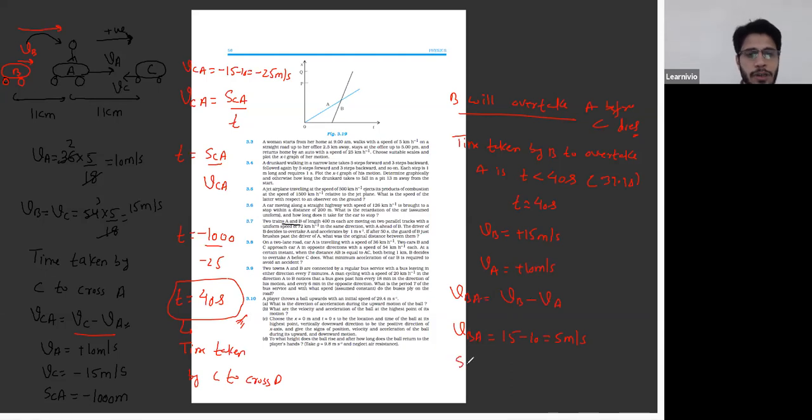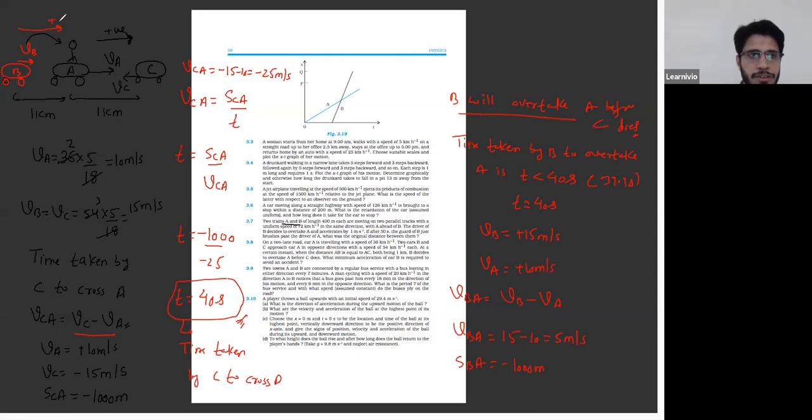Just like this, you can write SBA. So Noor, how much is displacement of B with respect to A? 1000 meters. Plus or minus?